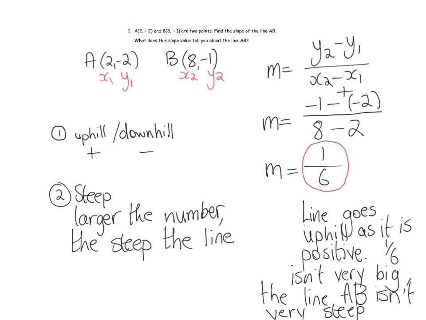So again, every time it asks you to talk about a slope, you talk about 2 things. First of all, you talk about whether it's going uphill or downhill, and second of all, you talk about the steepness of it. So whether there's a large number or a small number. If it's a large number, it is very steep. If it's a small number, it's not very steep.